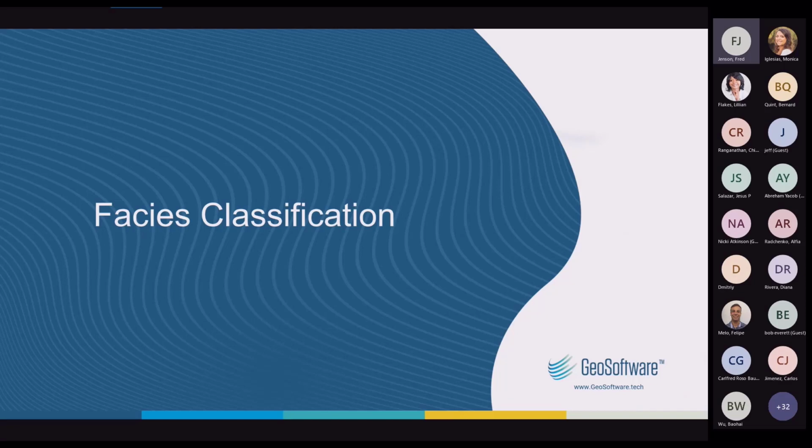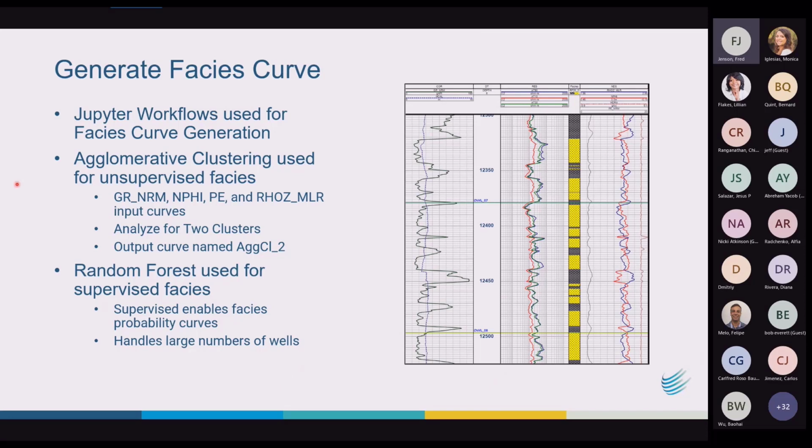And I'm going to show a real quick slide here, which is Facies classification. We're going to just generate a Facies curve on one of the Cotton Valley wells. And we're going to use a Jupyter workflow. We're going to use agglomerative clustering, and we're going to put in just 3 curves. What we're trying to do is separate the shales from the sand.